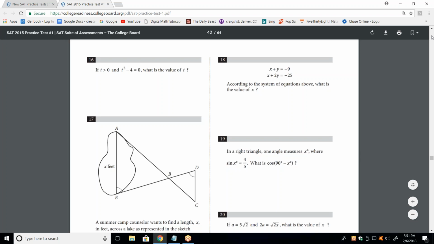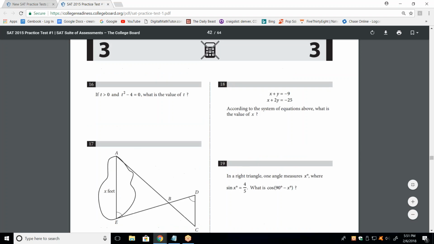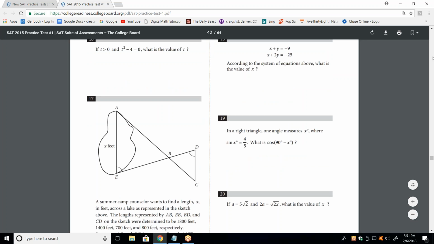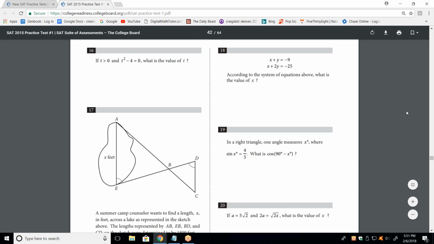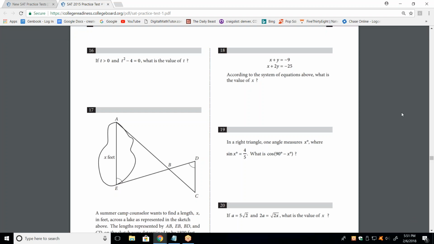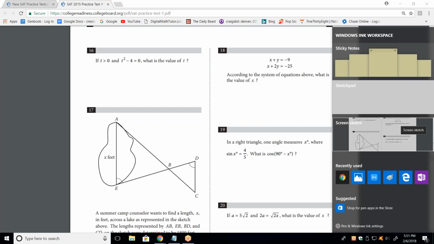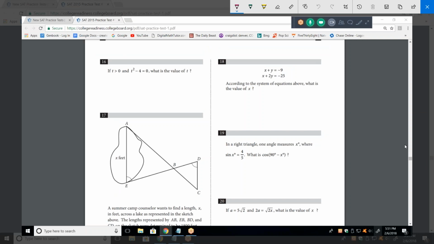In other words, if I just have one equation, x plus y equals minus 9, I can't solve that. That's got two variables and there's only one equation. But if you have the same number of equations as you have variables, which we do here, then you can solve. If you have 3 equations and 3 variables, you can solve for all 3 variables. You just have to have the same number of equations as variables.